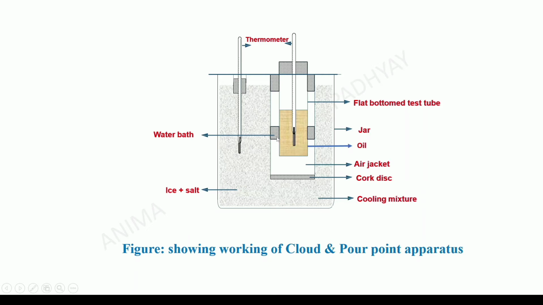This is capped in a copper jacket, and this is then kept in the cooling mixture. It could be any one of the cooling mixtures which is shown in the previous slide. So this is how the cloud and pour point can be determined using the cloud and pour point apparatus. One thermometer is also inserted in the cooling mixture to note down the temperature of the cooling mixture.